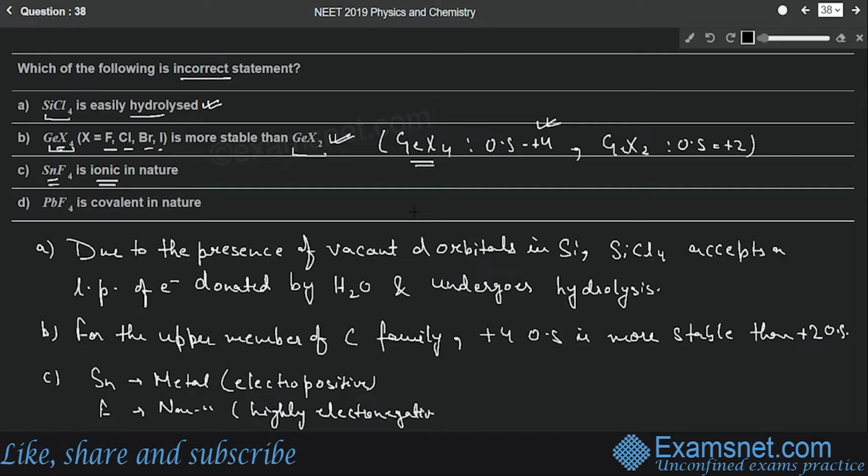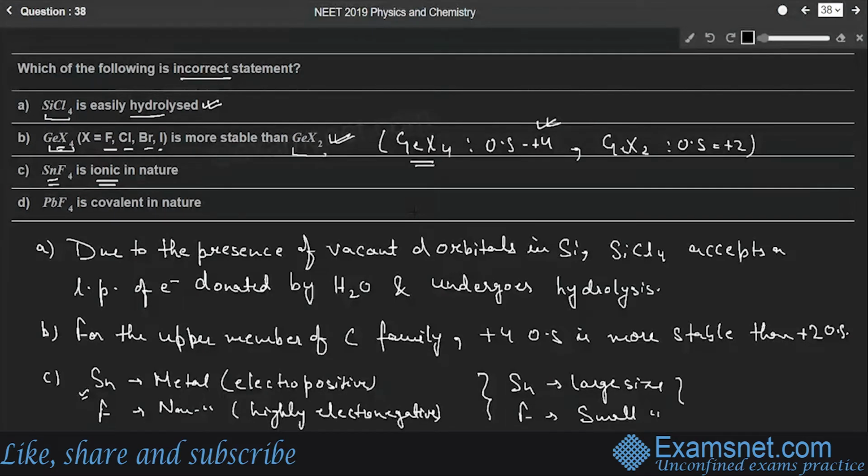So obviously there will be polarity here, so this will lead to the formation of an ionic compound. Okay, so this will be ionic in nature. Also we can say that tin metal has a large size and fluorine is of very small size.